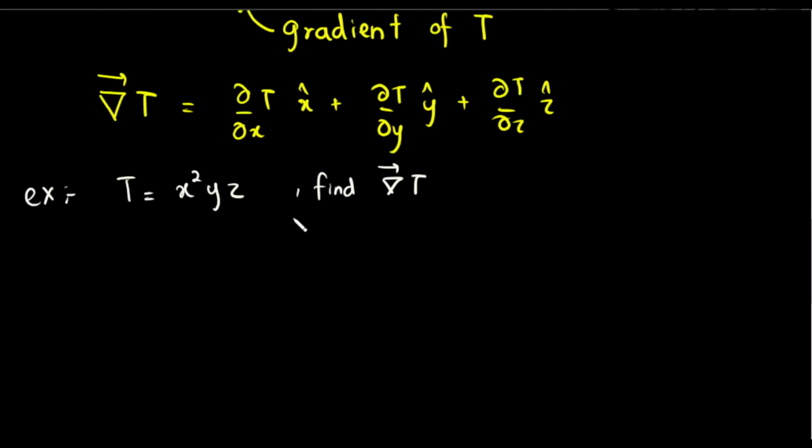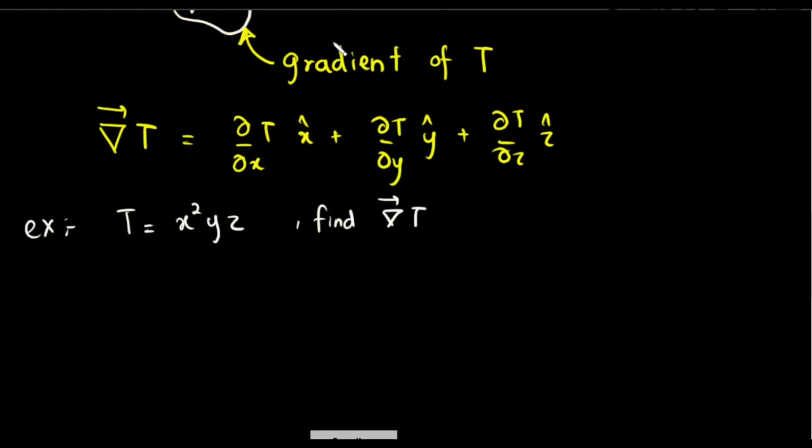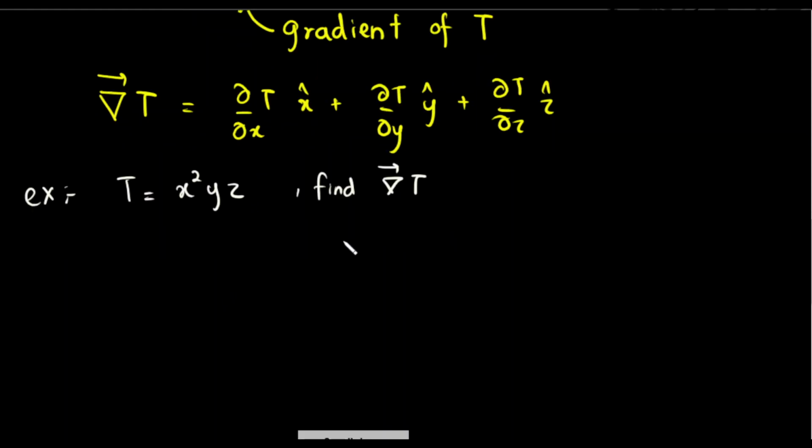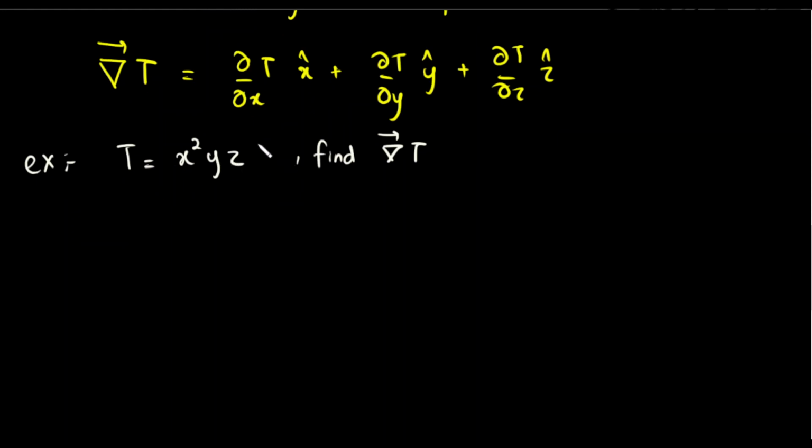Okay, let's try an example here. We have the scalar function T equals x squared yz, and we need to find grad T. Grad T means the gradient of T. I have to mention that the gradient of T is also called grad T. So now I'm going to find grad T of this scalar function x squared yz. First of all, I'm going to write the definition for grad T.